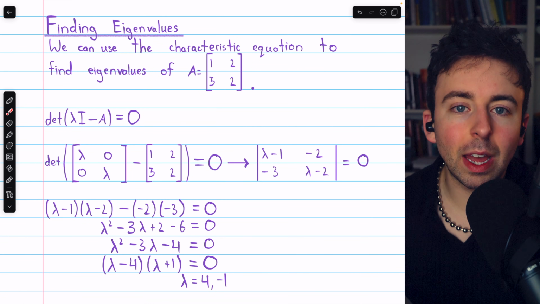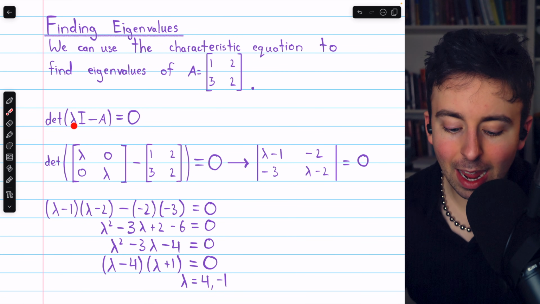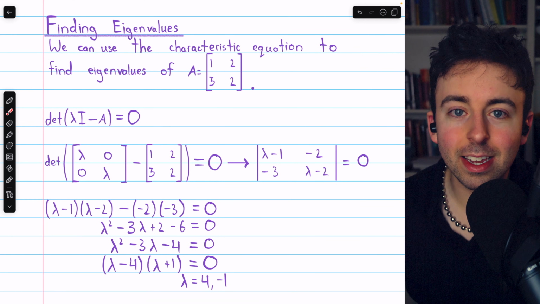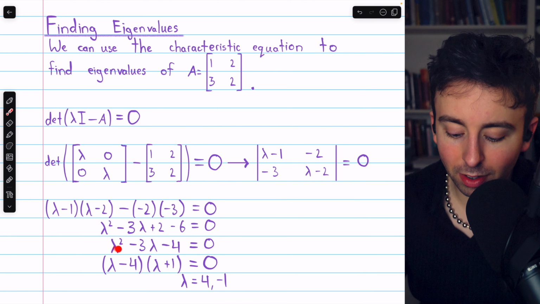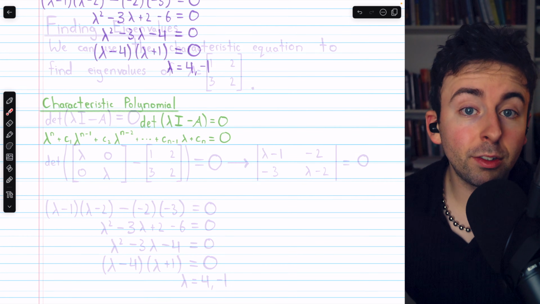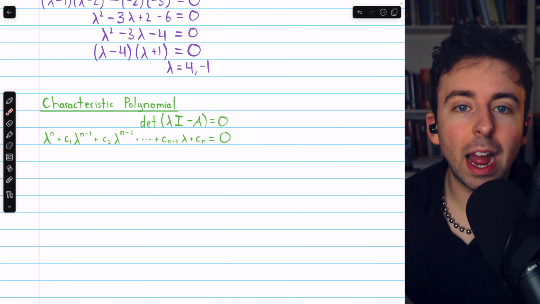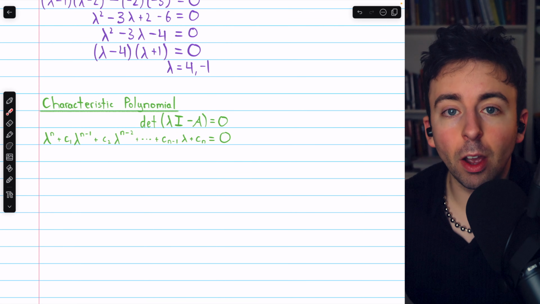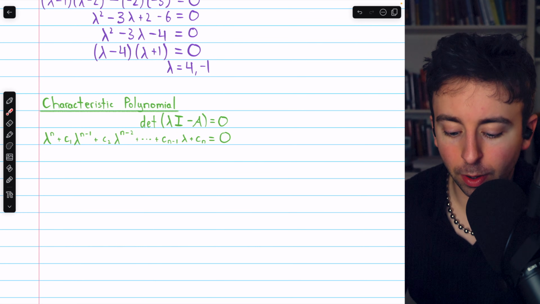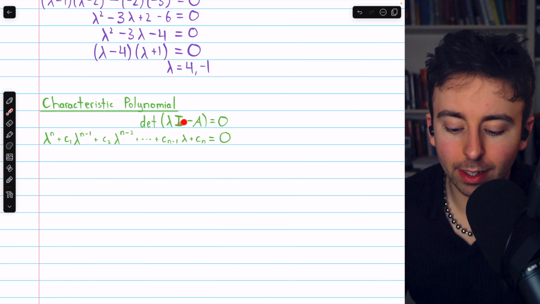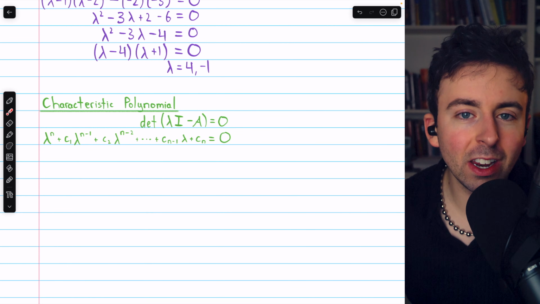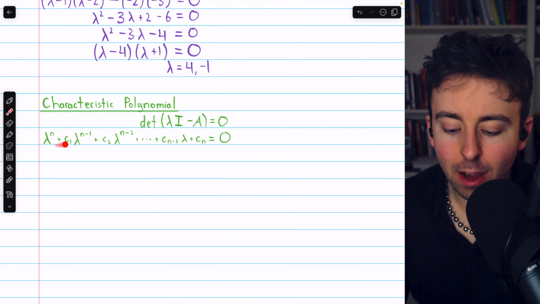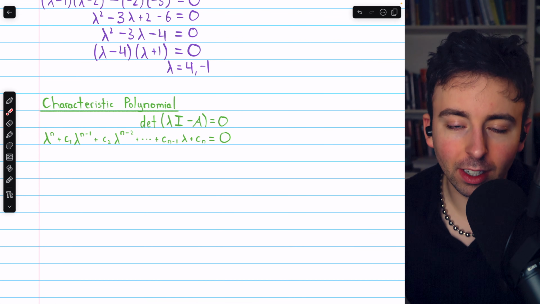So finding eigenvalues comes down to finding the lambda values satisfying the characteristic equation, which we see comes down to finding the roots of a polynomial. And this special polynomial that we use to find the eigenvalues is called the characteristic polynomial. Just like we saw in the previous example, if we expand this determinant in the characteristic equation, we end up with a polynomial like this. It's a degree n polynomial with 1 as a leading coefficient.